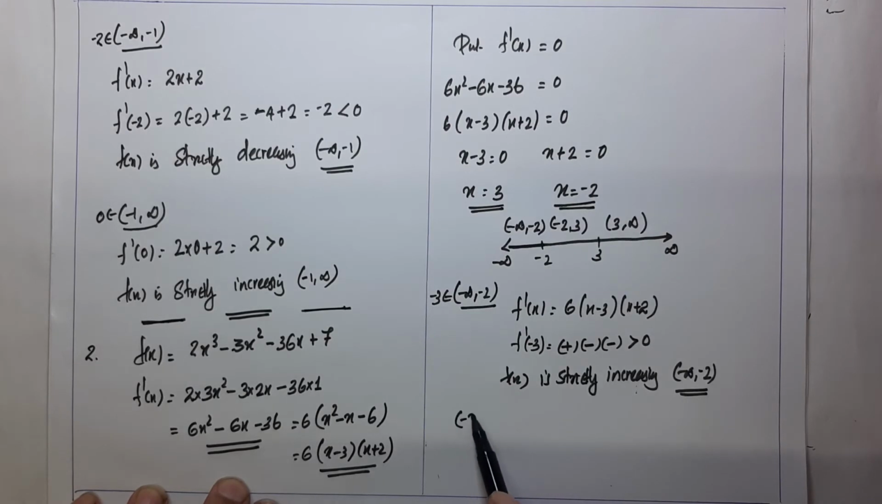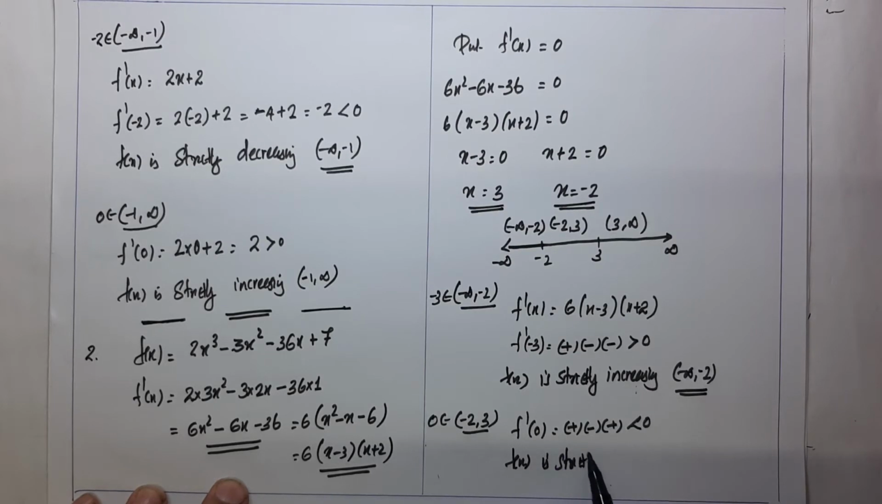Now we consider the second interval -2 to 3. You take any point, 0 is an easy point. 0 is an element of -2, 3. Find f dash 0. 6 is always positive. 0 minus 3 is a negative quantity. 0 plus 2 is a positive quantity. Plus into minus into plus, we get less than 0 and therefore our function is strictly decreasing. Our function is strictly decreasing in the interval minus 2 to 3.